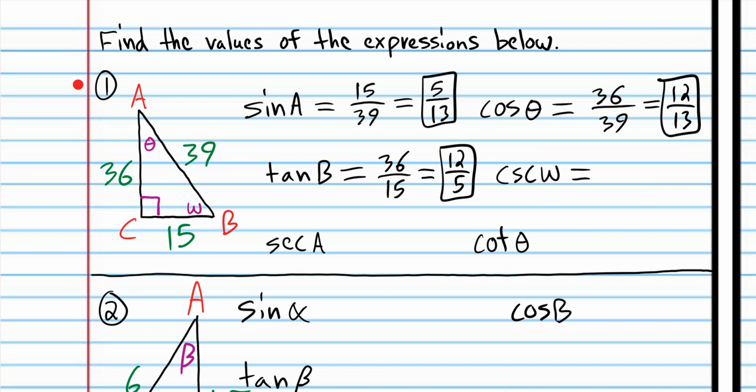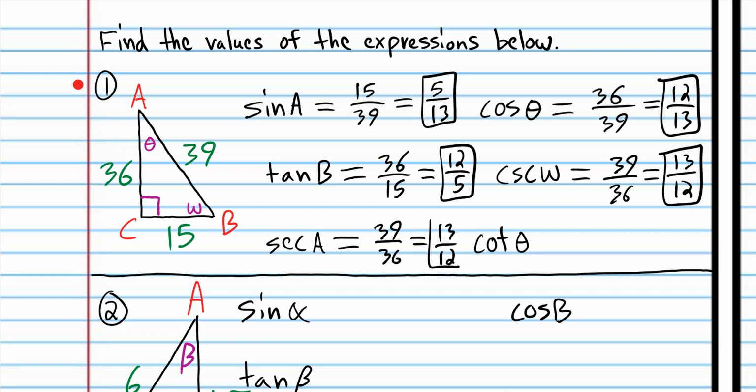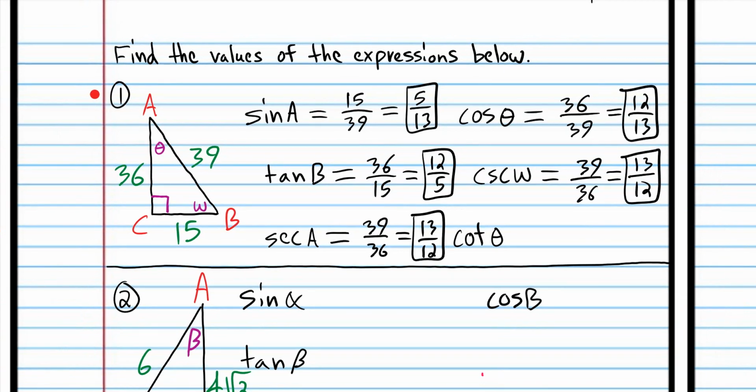All right, now we're going to find cosecant omega. So again, we're now naming the angle with the actual angle measure. Cosecant is the hypotenuse divided by the side opposite the angle omega, so that's 36. Divide both sides by 3 to reduce, and we get 13/12. So secant A, we're looking at this angle up here, is the hypotenuse over the adjacent side of A. And cotangent theta is defined to be the side adjacent theta, which is 36, divided by the side opposite theta, which is 15. Divide both sides by 3, and we get 12/5.